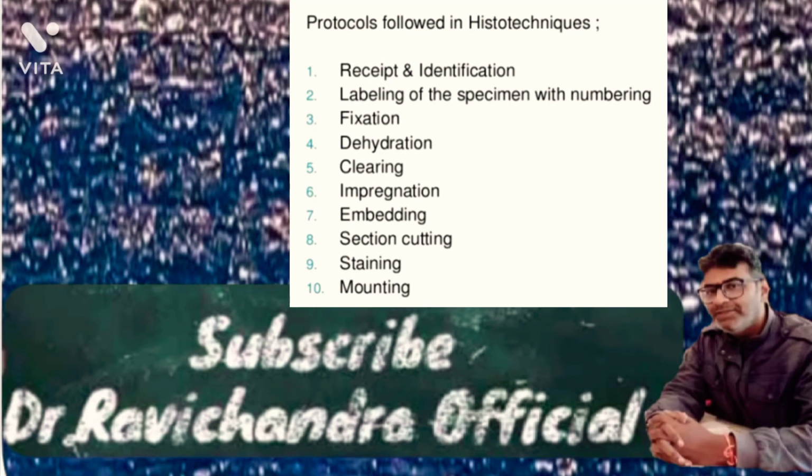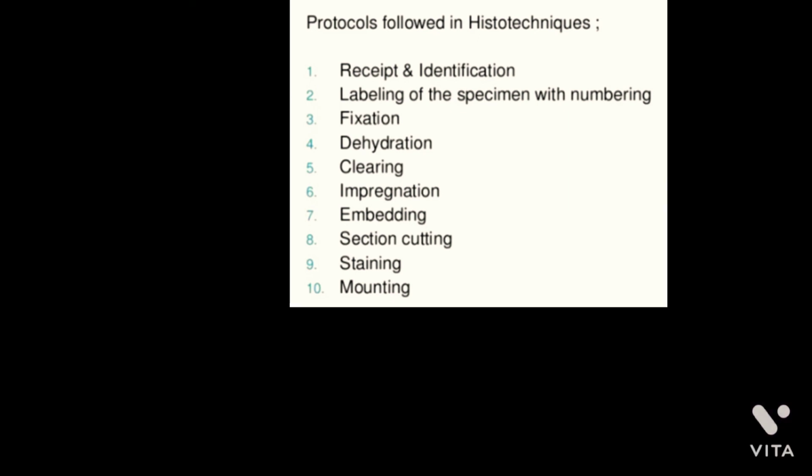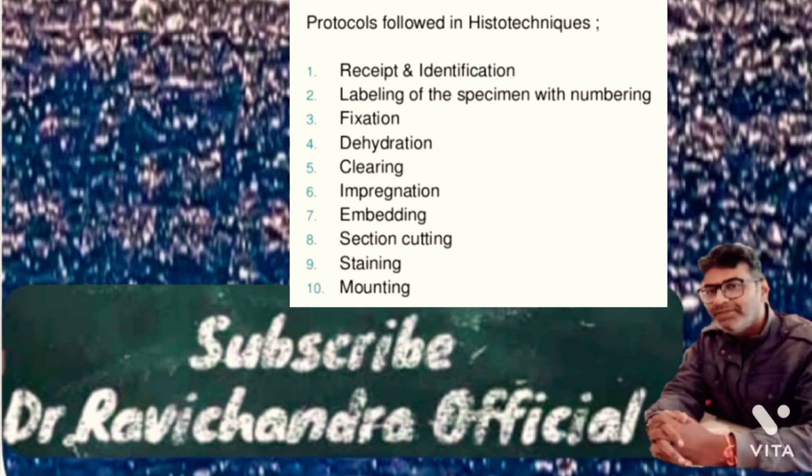Initially, the cassettes are placed in a fixative. Fixative is a chemical substance which preserves the architecture of the tissue near normal by killing the cells before enzymatic degradation by cellular enzymes. Fixation is done in a fixative for 12 hours. Factors that affect fixation are buffering, penetration, volume, temperature, concentration, and time interval.